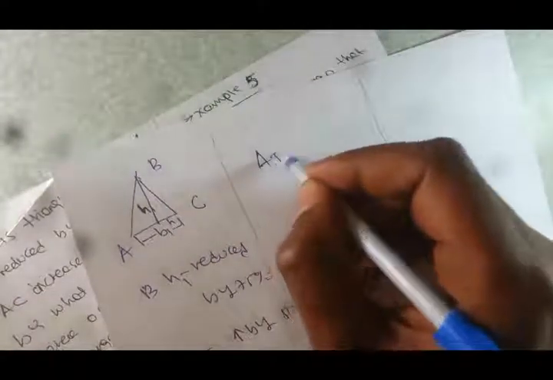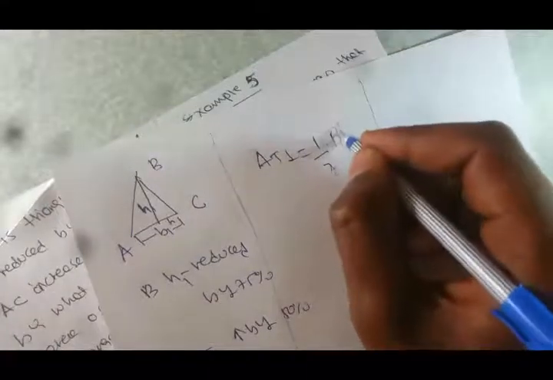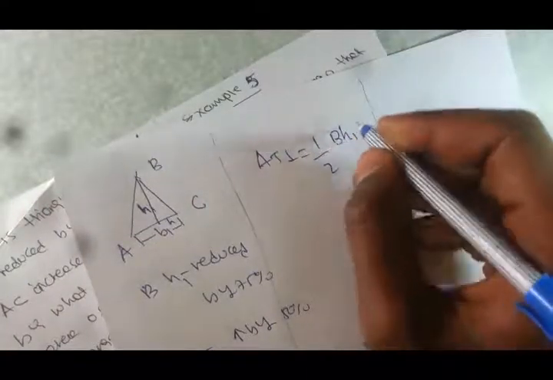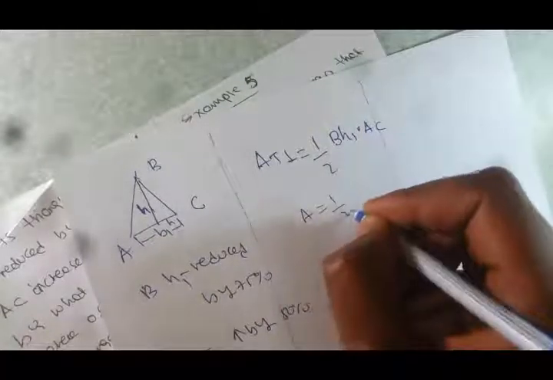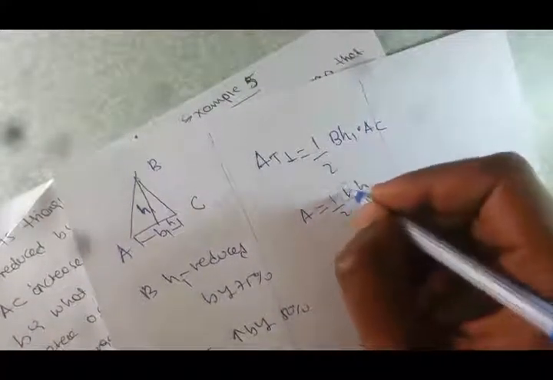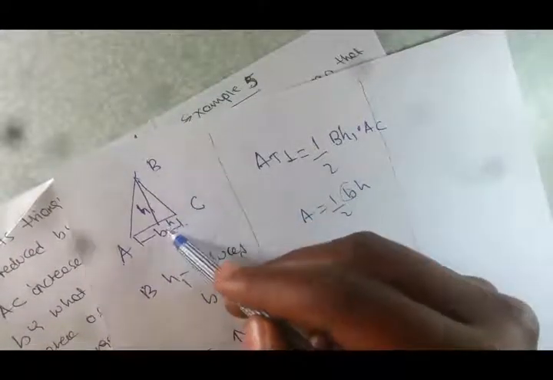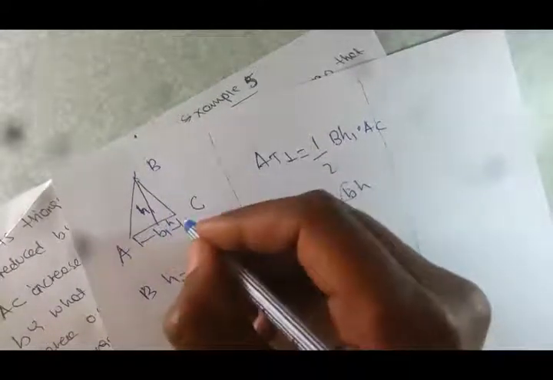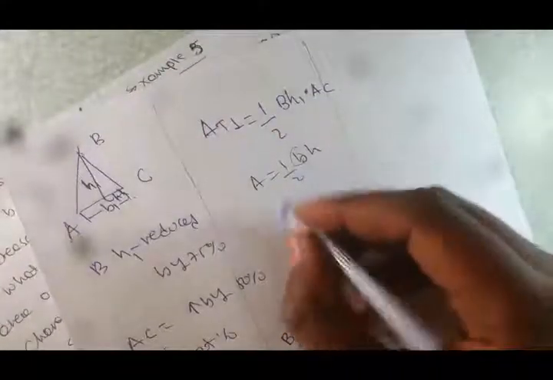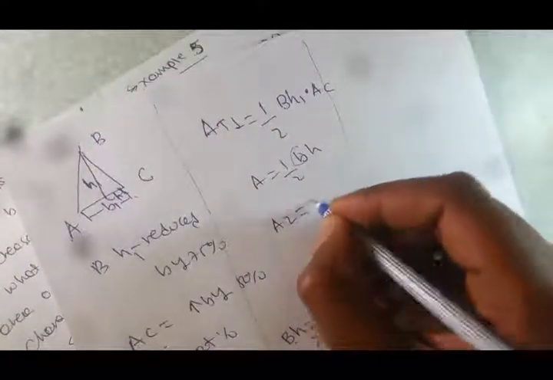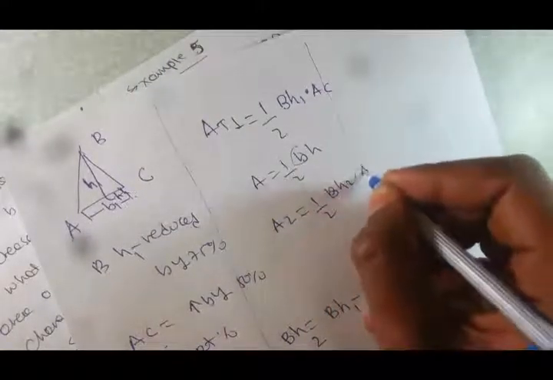And we know that the area of a triangle 1, A1, is given by 1 over 2 times BH1 times AC, because the area of a triangle is given by 1 over 2 base times height. In our case, the value of the base is AC and the value of the height is BH. And A2 is given by 1 over 2 times BH2 times AC2.